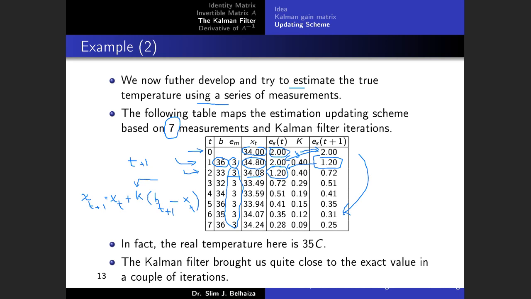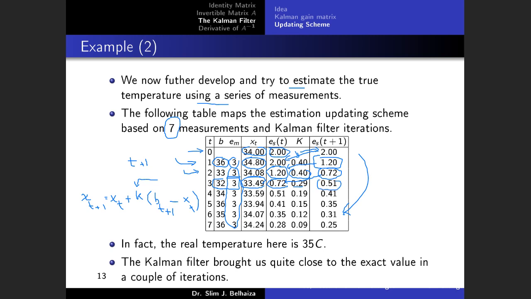Here, the updating gives exactly the same K, but the estimation error has changed now. It is 0.72. You take this new estimation error, you bring it to the next step, and I have a new measurement, which is much lower, which is 32, but a measurement error of 3. Okay? And I can use it to have a new estimate of my true temperature, 33.49, and I can update this way. I can update my Kalman gain and update my estimation error.